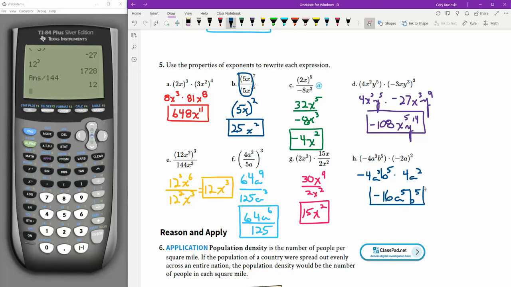So that is simplified. We have one coefficient, negative 16. A appears once with a positive exponent. B appears once with a positive exponent. That's what makes it simplified.